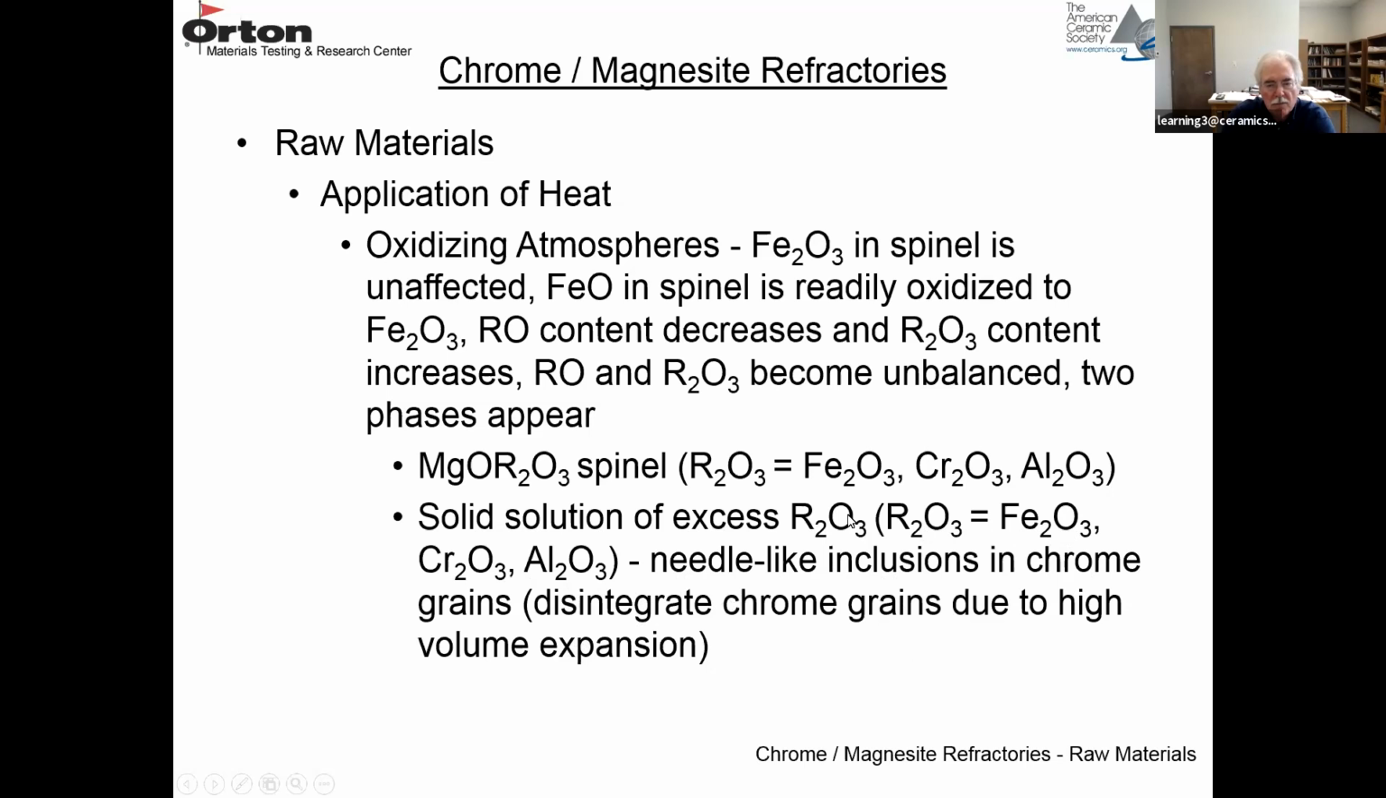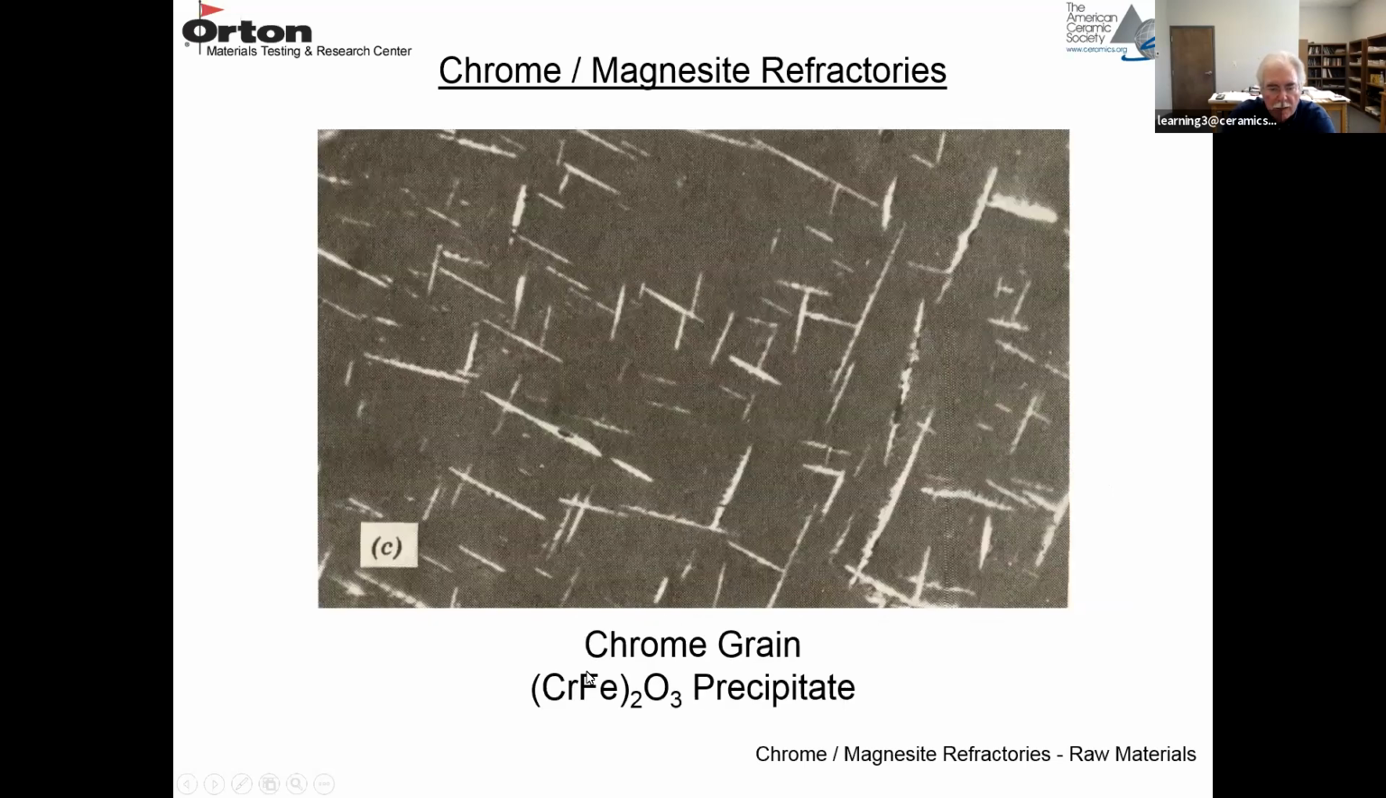And here's an example of a chrome grain at high magnification. The white needles are this CrFe2O3 precipitate. And if this occurs in a large amount, there's a volume increase and it can disrupt the structure.